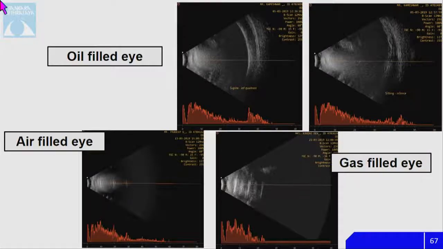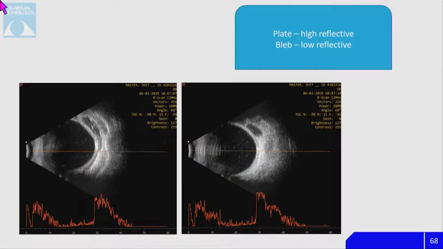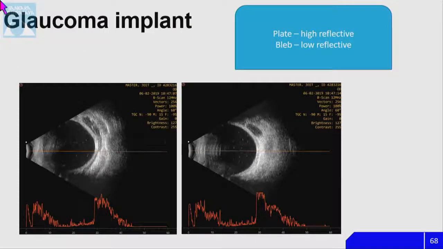And this is an oil-filled eye. Here the oil meniscus doesn't follow the contour, so there can be a possible retinal detachment. And this is an air-filled eye and a gas-filled eye. Because of sound attenuation, we are not able to see other structures. So this is an Ahmed valve, where we see a bleb as a low reflective echo and the adjacent plate as a high reflective echo just adjacent to the sclera.